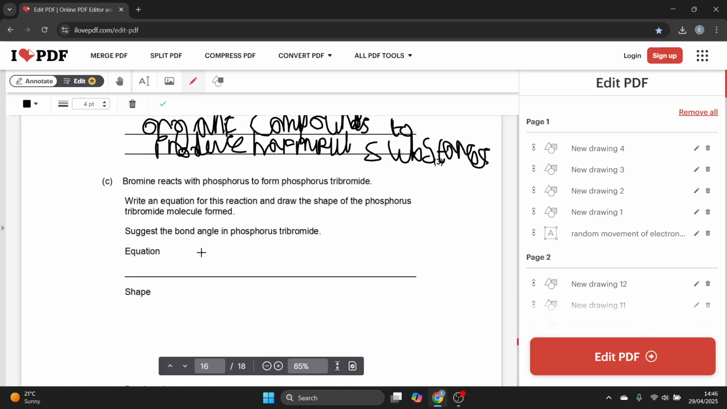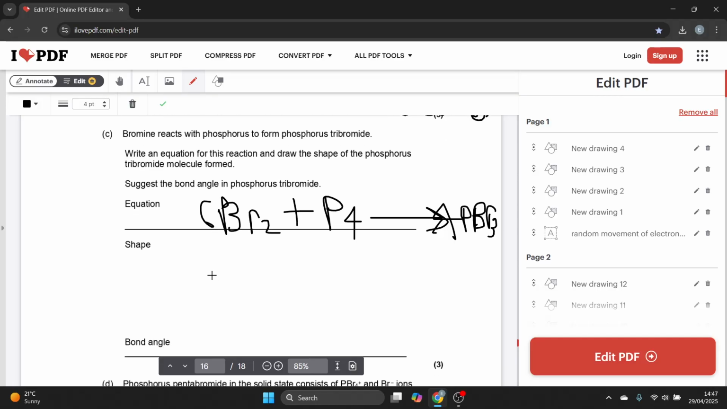One equation for this reaction, bromine with phosphorus. Bromine plus phosphorus, which is P4, to form phosphorus tribromide. Phosphorus tribromide, 3 bromine. I need 4 here because I've got 4 there, and because I've got 12 there, I need a 6 here. And then suggest the bond angle.